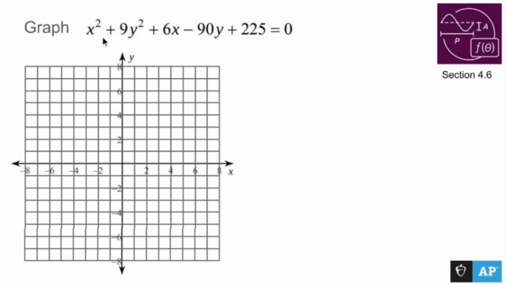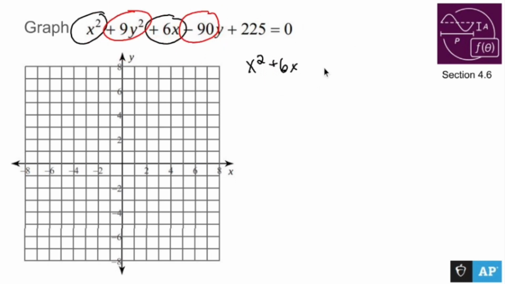What we have to do is group these x's, group these y's, and make it look like (x blah blah)squared over a number plus or minus (y blah blah)squared over a number equals 1. So this is how you do it. You're going to take your x values and group them together on the left: x squared plus 6x. You're going to do the same with your y values: 9y squared minus 90y. And you're going to subtract the remaining constant from both sides, so equals negative 225.